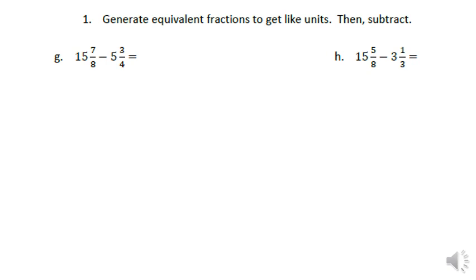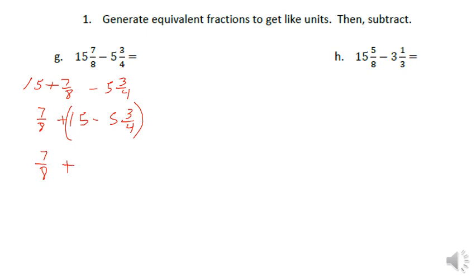Okay, G, I'm going to rewrite this as 15 plus 7/8 minus 5 3/4, which is 7/8 plus 15 minus 5 3/4. I'm going to subtract from the whole number to make it easy. I'm going to have 7/8 plus, and I know this could be 9 1/4, because I know 15 minus 5 is 10. 10 minus 3/4 would be 9 1/4. So now I have to add 7/8 plus 1/4 plus 9. And I'm going to add these two first.